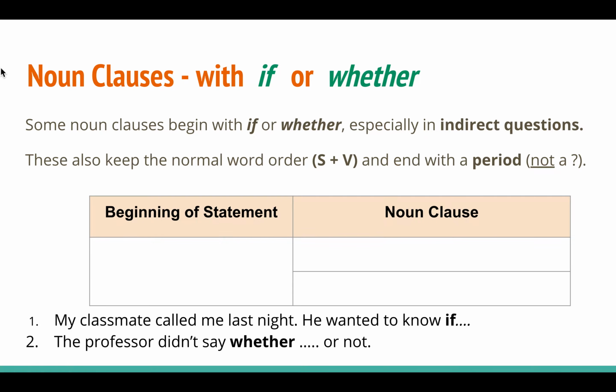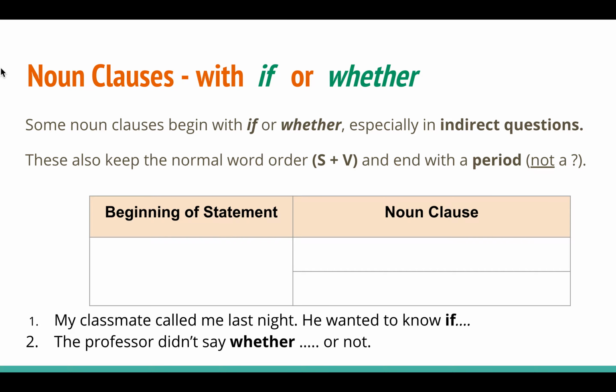Today we're going to talk about our third and final type of noun clauses, which are noun clauses that begin with if or whether. When you're trying to decide, you can use either if or whether, but it's an either-or situation, so you can't use both in a noun clause. If or whether are typically used in indirect questions, and we'll take a look at that in a little bit.